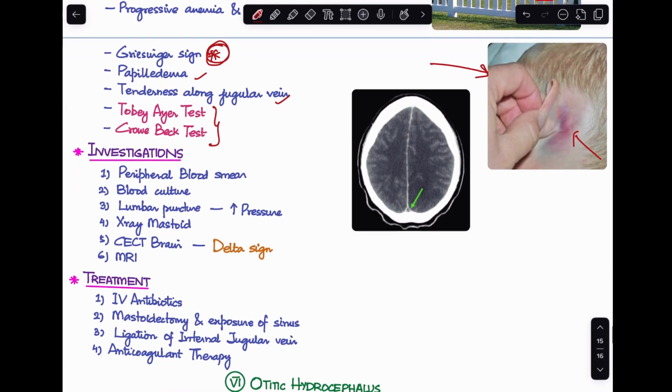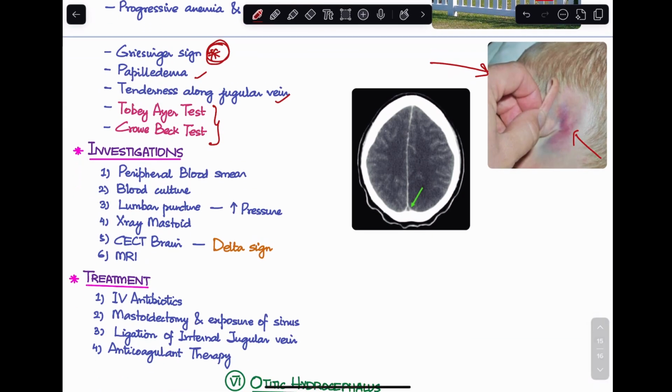Coming to investigating this disease, we'll perform a peripheral blood smear to rule out a case of malaria because of its similarity in fever patterns. A blood culture is done to identify the organism. When you perform a lumbar puncture, we'll see a raised pressure. X-ray mastoid and CECT brain is done. This is the image of a CECT brain, and the sign that we see over here, the green arrow pointing towards it, is the delta sign. And we can also perform an MRI.